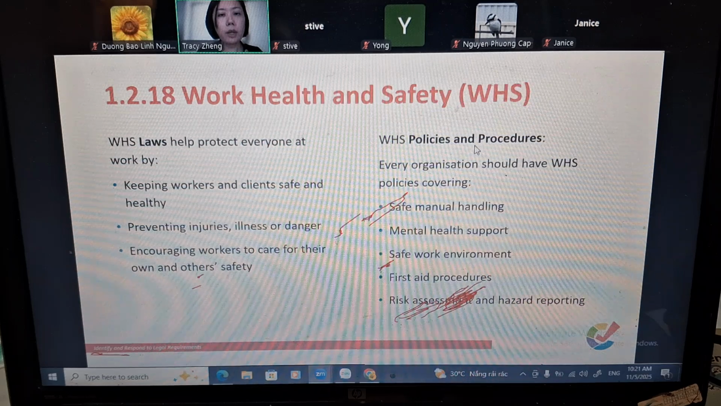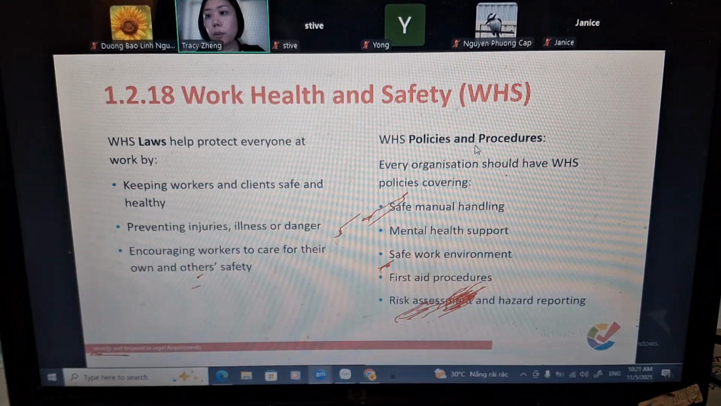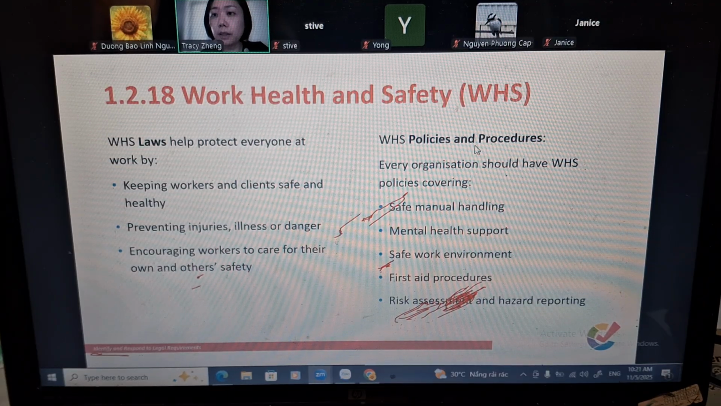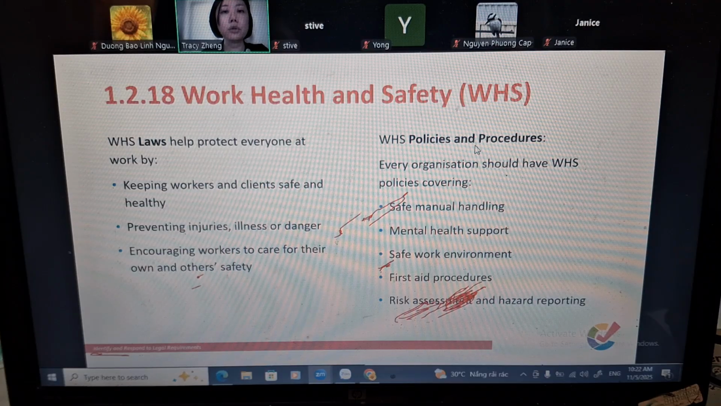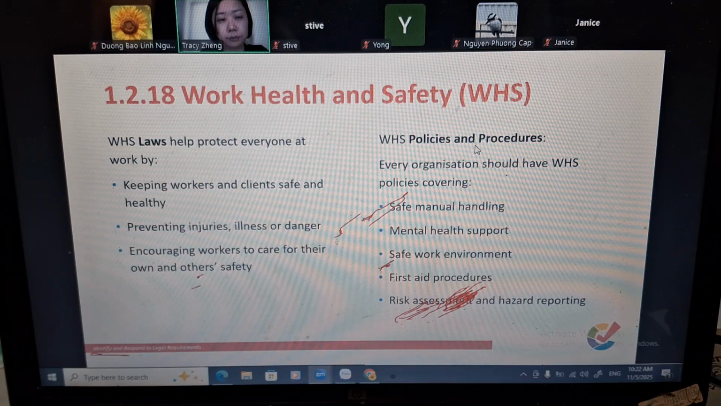And the following one is about WHS. As we mentioned, it is a legislation, but it is also a code of practice. That is one example of a code of practice. So from now on, I will just mention WHS. All right, if any of you don't know what WHS is, please write it down. That's about work, health, and safety.